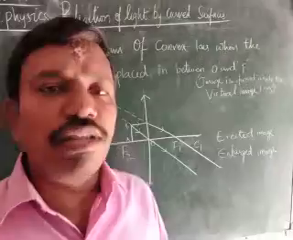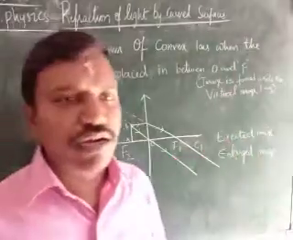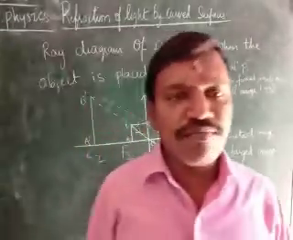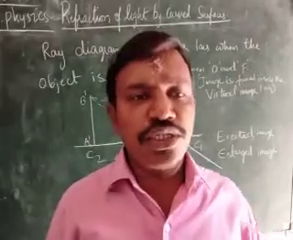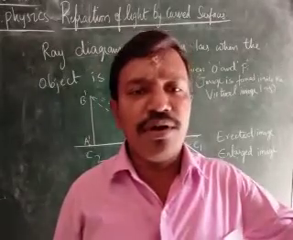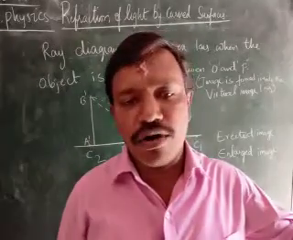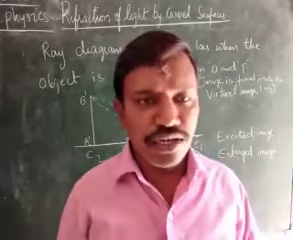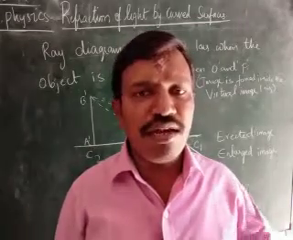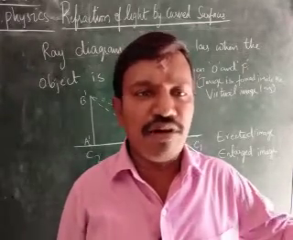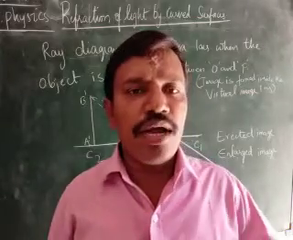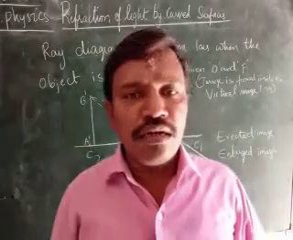Ray diagrams of all the convex lens, of all the 6 positions, that is at infinity, beyond C, on C, between C and F, on F, and between F and O, children. In all the cases, we have learned where the images are formed. Okay, now I'll ask a few questions, children.